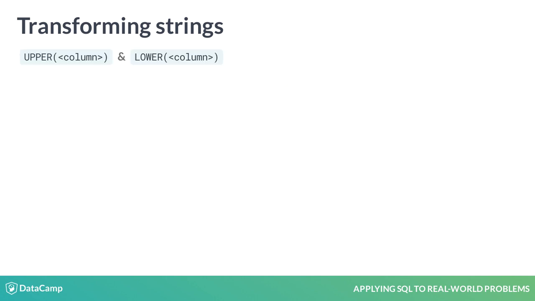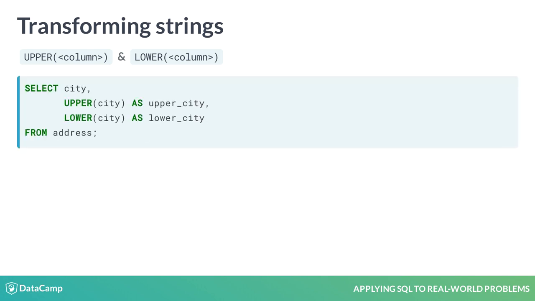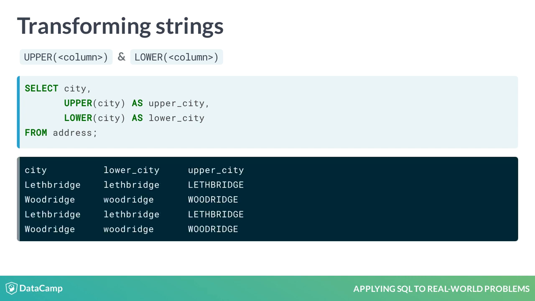Two commonly used functions are upper and lower. These functions convert values of a string column into uppercase or lowercase, respectively. This example illustrates how to use these functions. Here, the city column from the address table is converted to both upper and lowercase and is aliased appropriately, as can be seen in the resulting output.